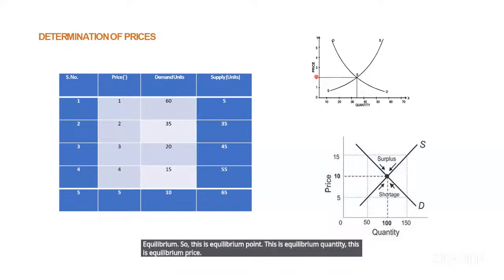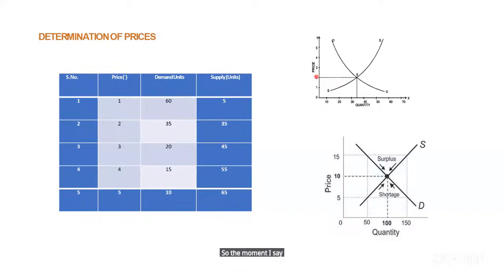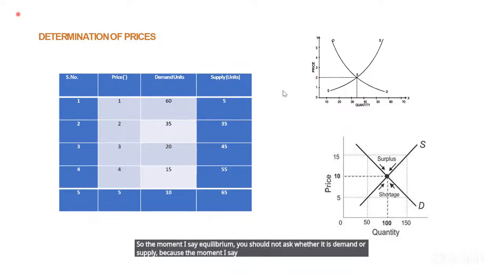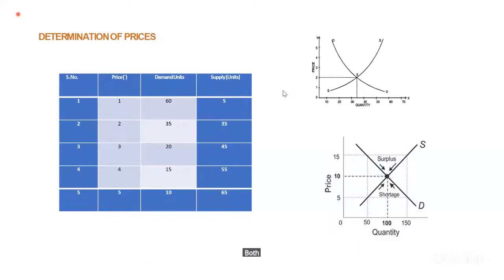So the moment I say equilibrium, you should not ask whether it is demand or supply, because the moment I say equilibrium, it is about both demand as well as supply. Am I clear to you? Yes, ma'am. And see here, this diagram actually clearly shows the other effects.